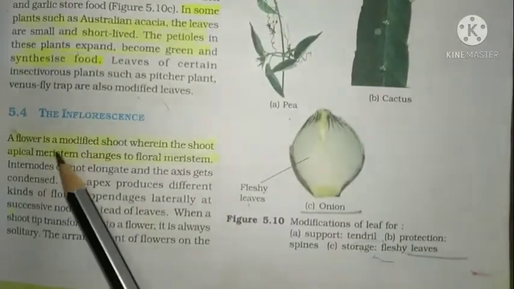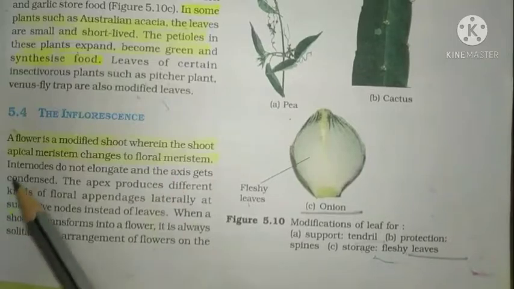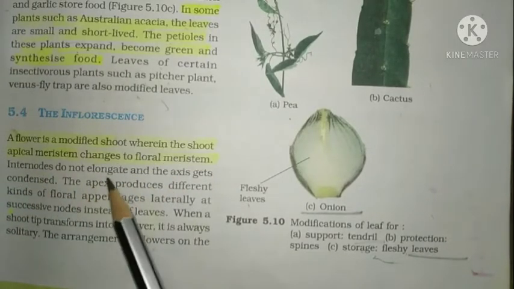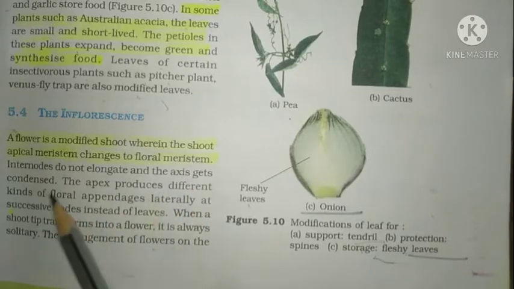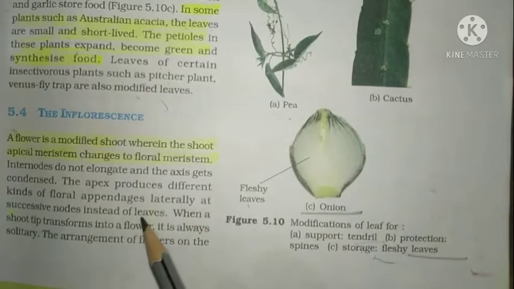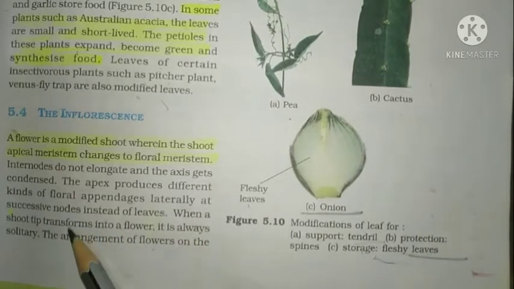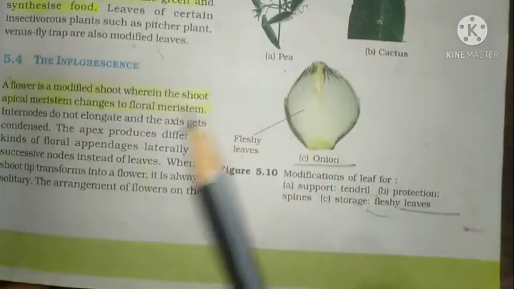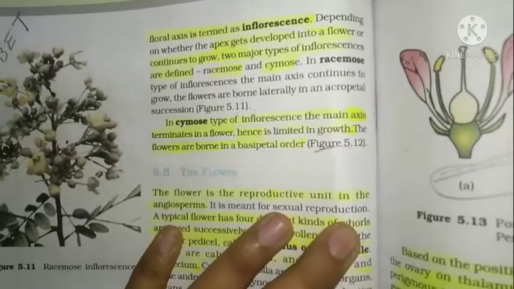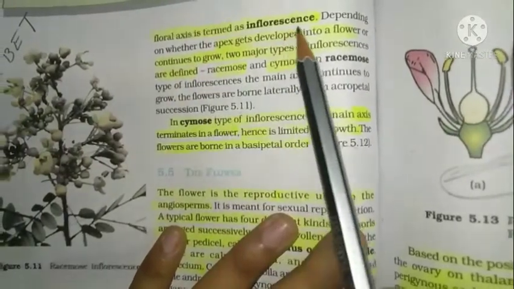Inflorescence. A flower is a modified shoot wherein the shoot apical meristem changes to the floral meristem. Internodes do not elongate and the axis gets condensed. The apex produces different kinds of floral appendages laterally at successive nodes instead of leaves. When a shoot tip transforms into a flower, it is always solitary. The arrangement of flowers on the floral axis is termed as inflorescence.